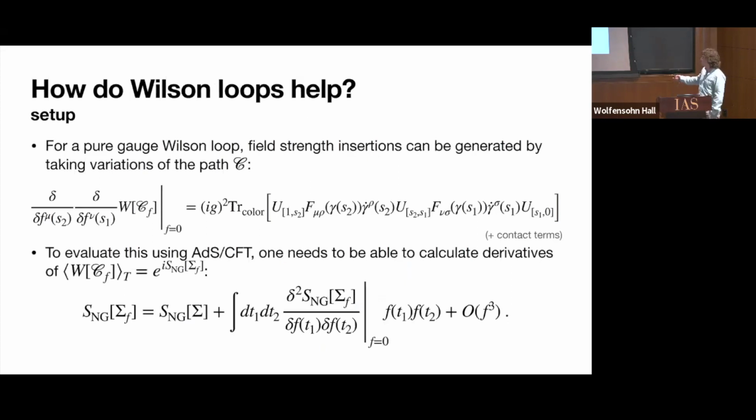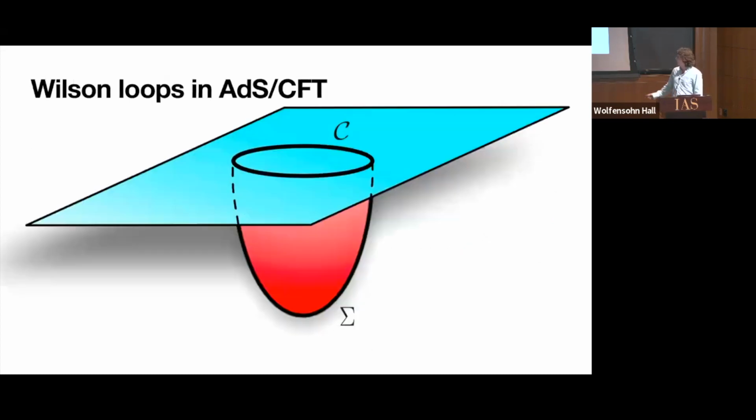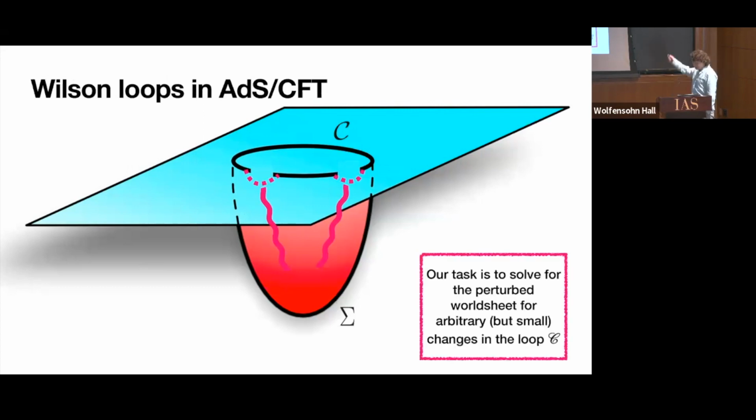They help because you can insert field strengths along the Wilson line path by taking small derivatives with respect to the boundary path, which you can formulate on the holographic side as well. You can just calculate the extremal surface with small deformations around the given boundary contour and take derivatives here. And you can then evaluate that Wilson loop. So pictorially, you have an extremal surface, you introduce small deformations, you solve the equations of motion into the bulk, you take that solution, replace it back into your action, you get the on-shell action, and you can then take derivatives and calculate the correlator of interest.